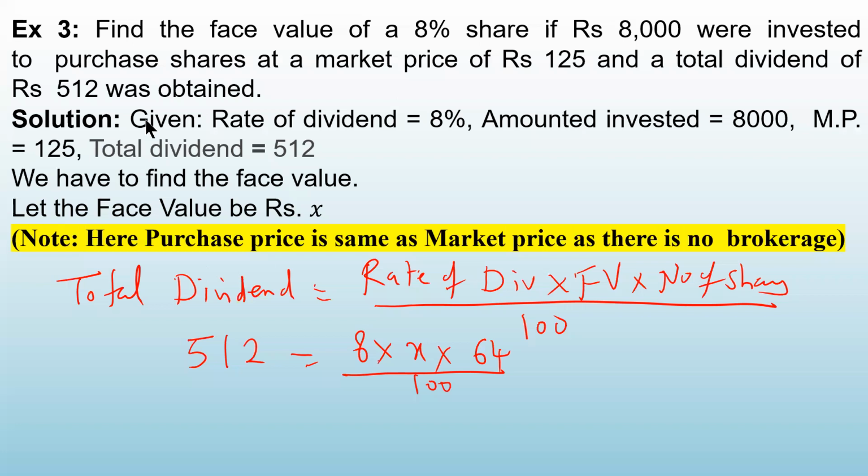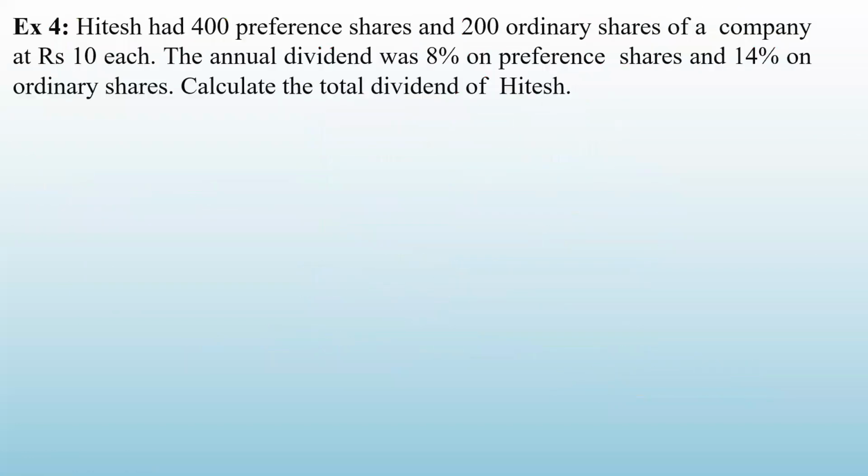And in this third problem, you were given total dividend, rate of dividend, and number of shares, and face value you were asked and you have calculated. So out of these 4 things, if any 3 things are given, the 4th one can be calculated. Let us go to the next problem.